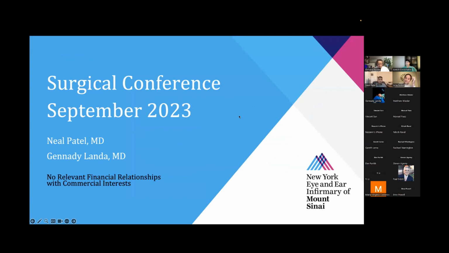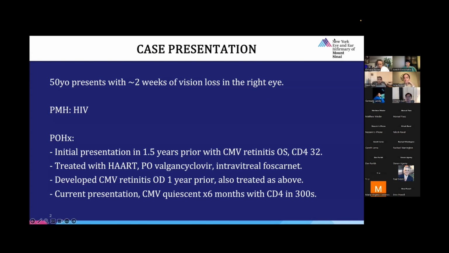Yes. Wonderful. So I'll be presenting a case that I did with Dr. Landa. This case was done in a 50-year-old woman who is presenting to us with 2 weeks of vision loss in the right eye. She's actually pretty well known to the retina service here prior to this presentation of vision loss. She has a medical history notable for HIV, and she initially presented to the retina service about 1.5 years prior with CMV retinitis in her left eye. At that time, she had a CD4 count of 32. She was treated with antiretroviral therapy for HIV, oral valganciclovir, and numerous intravitreal foscarnet injections.